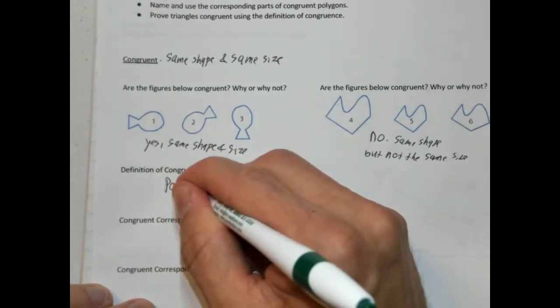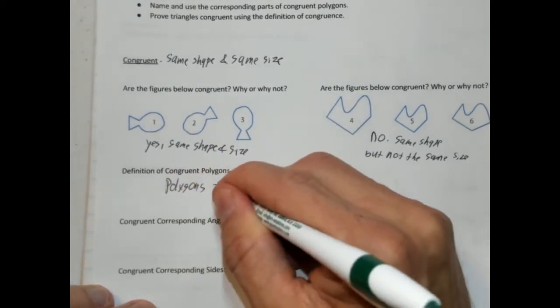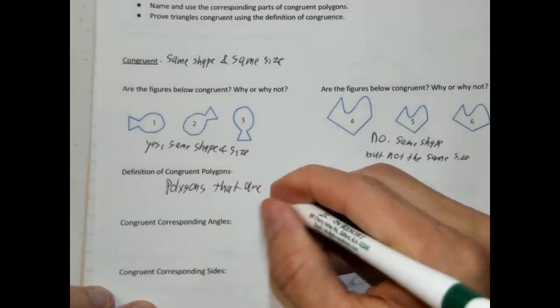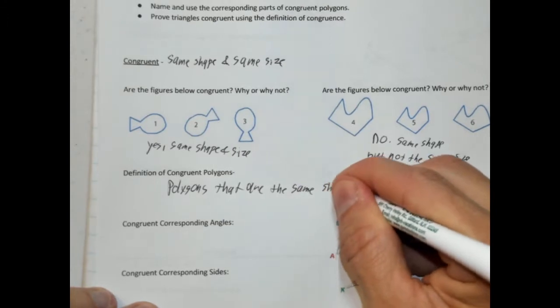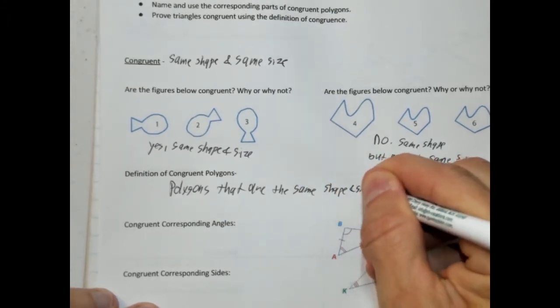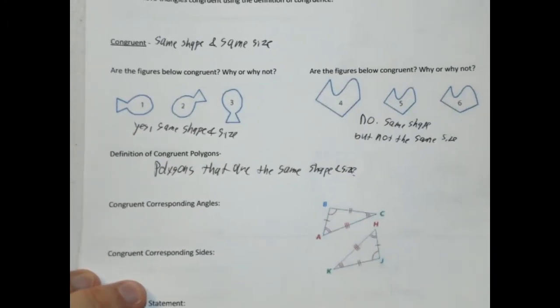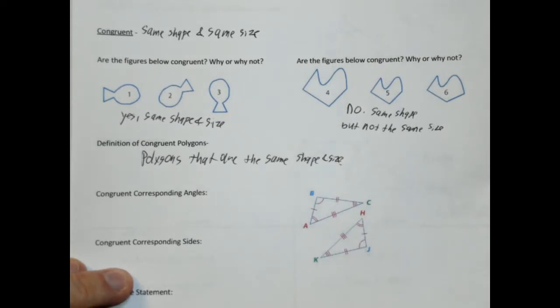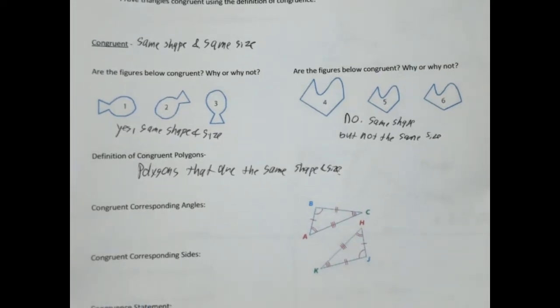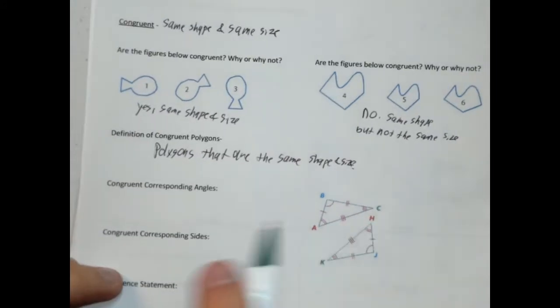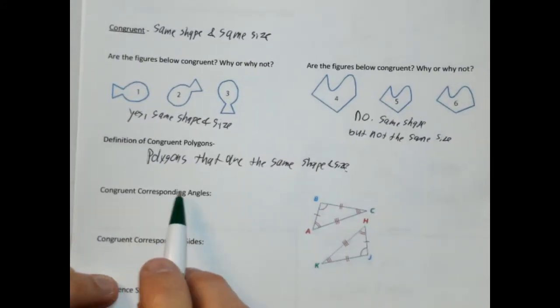Definition of congruent polygons: polygons that are the same shape and size. And polygons, we'll remember, are closed, multi-sided figures. So examples of polygons would be triangles, quadrilaterals, pentagons, hexagons, heptagons, octagons, and so forth, and they go on and on and on.